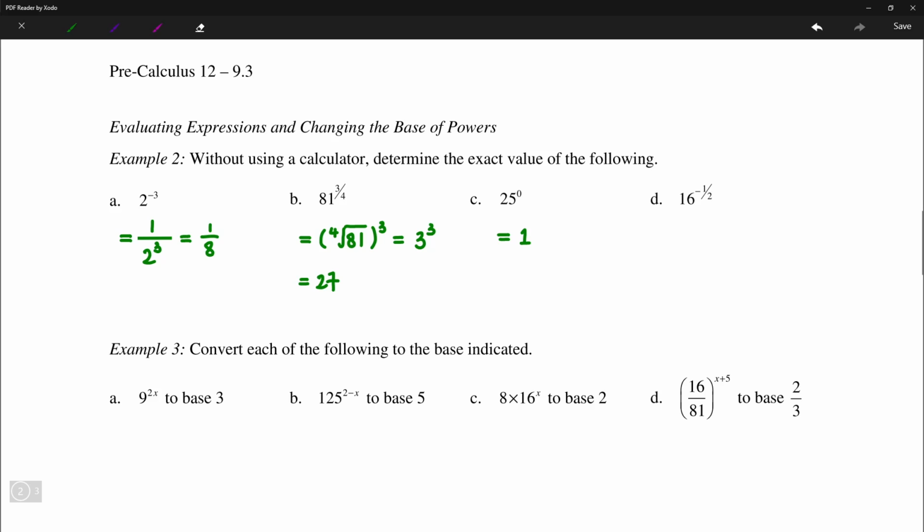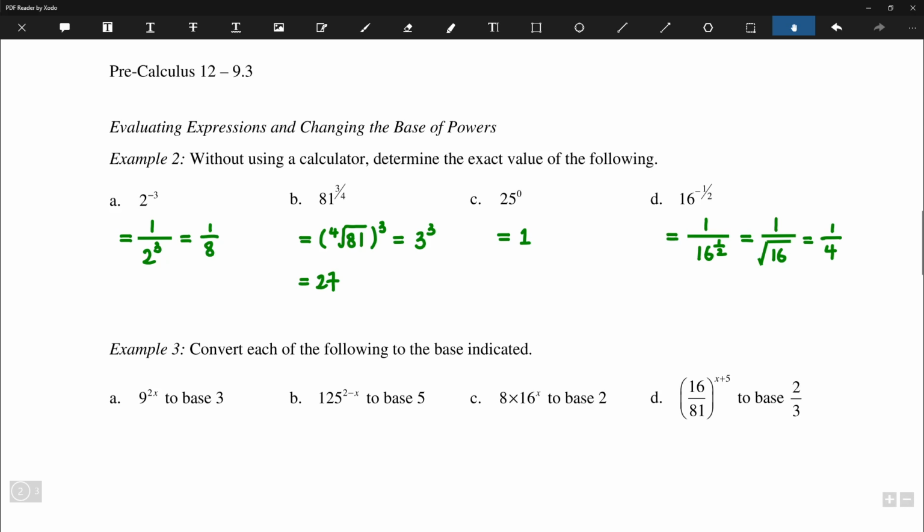And finally, we have 16 to the negative 1/2 power, so that will be the same as 1 over 16 to the 1/2 power. Like so, which of course is the same as 1 over the square root of 16. Right, which is just 1/4. Okay.